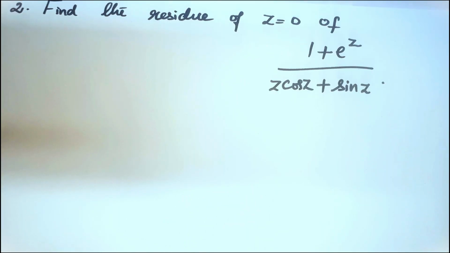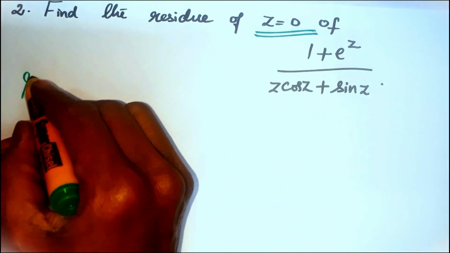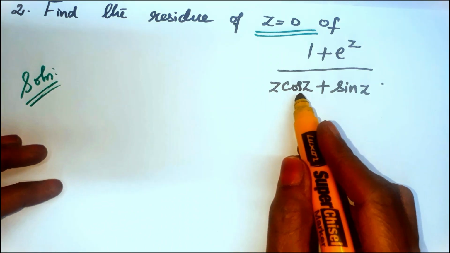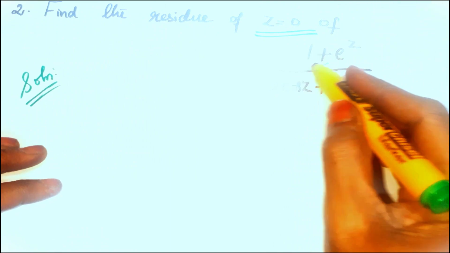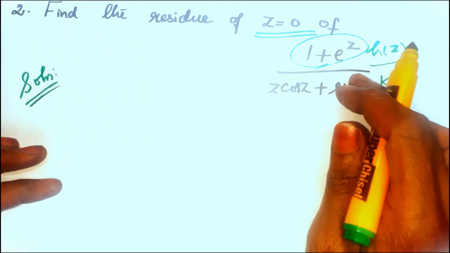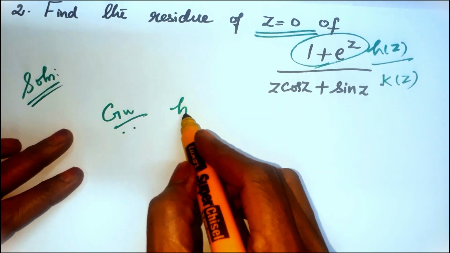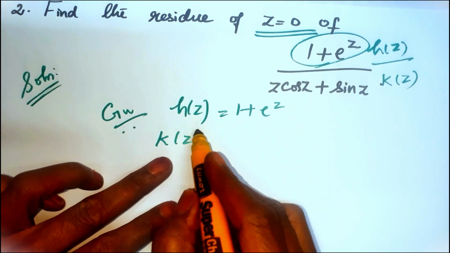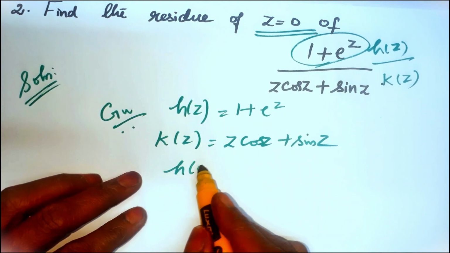The next problem we have is we are going to find the residue at z equal to 0 of 1 plus e power z by z cos z plus sin z. Here the residue is given in the problem itself, right? No need to calculate, right? We saw the second method, when we have a numerator and denominator, that is h of z by k of z, we can apply that, no? Here we can do that, okay? So let me do that. Here given h of z is equal to 1 plus e power z and k of z is equal to z cos z plus sin z. We have to find what is h of 0 and k of 0.